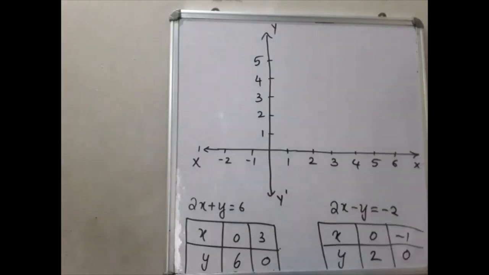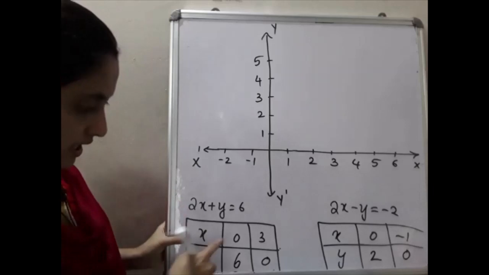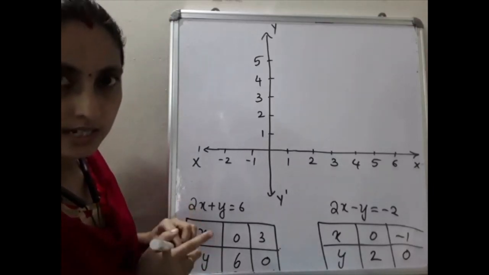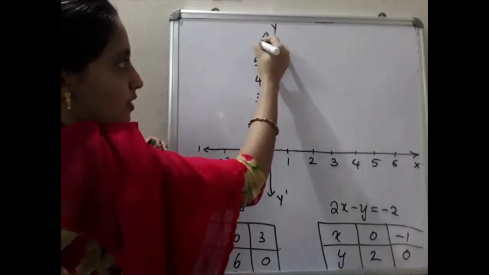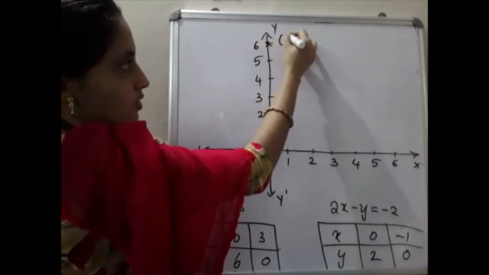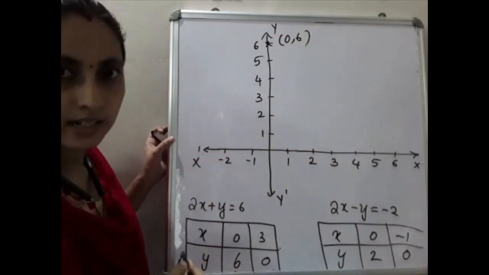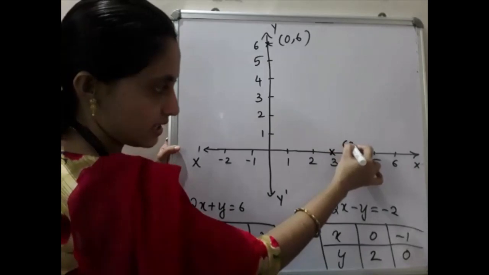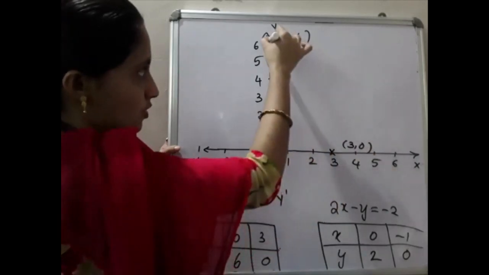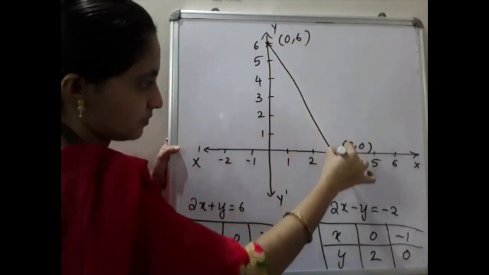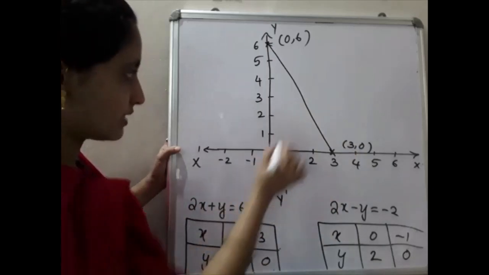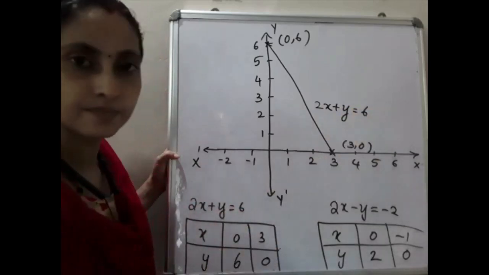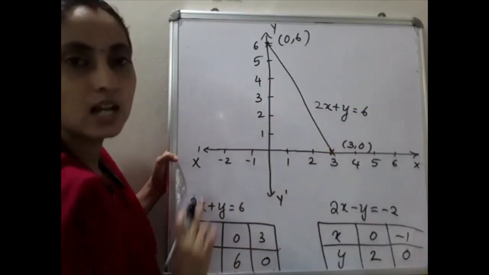We will draw the x and y axis. First point is what? 0, 6. 0, 6 lies on the y axis. So, one more point you have to draw. Clear? The next point is 3, 0. 3, 0 means here. This point is 3, 0. We have to join that, and you have to write there itself 2x plus y is equal to 6. This is the equation of this line.